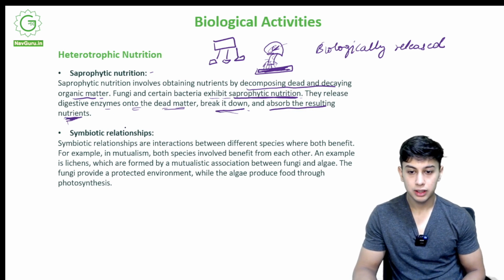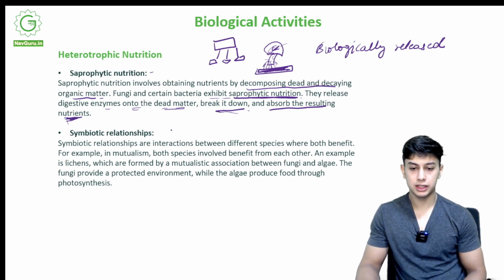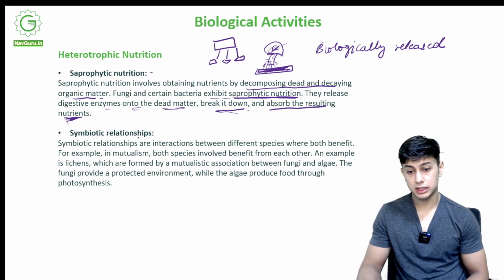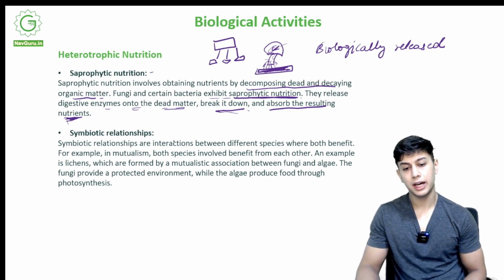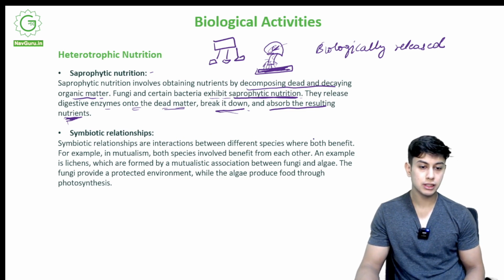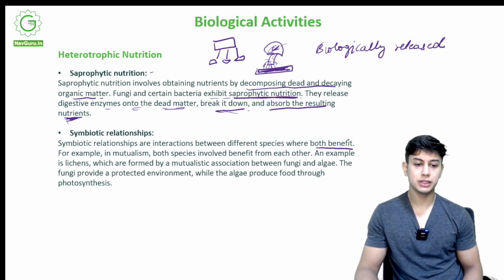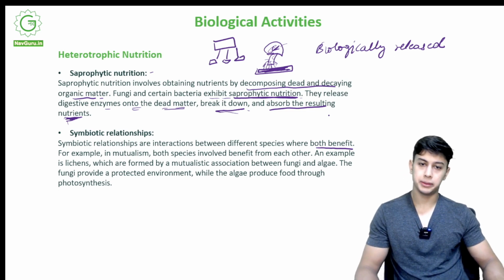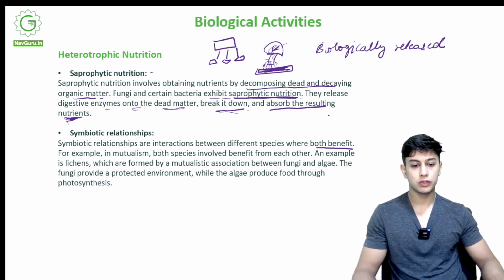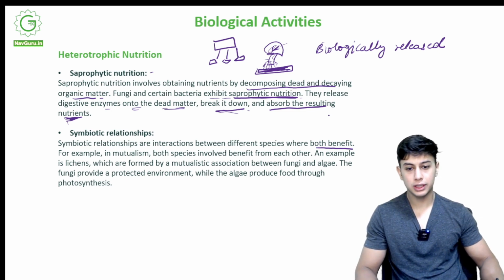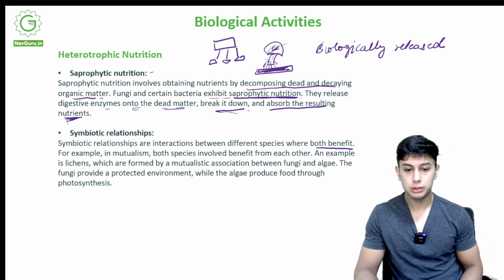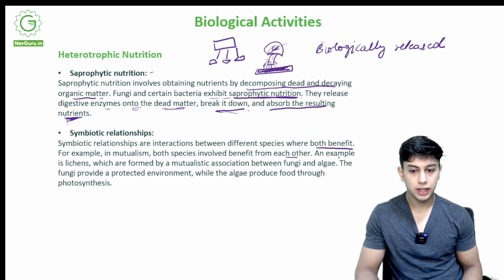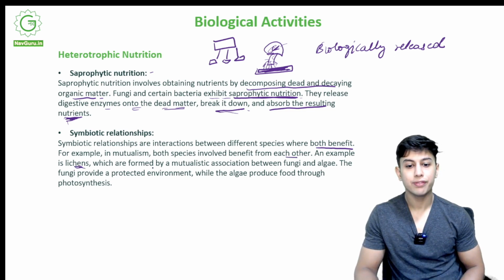Now we come to symbiotic relationships. What are symbiotic relationships? Symbiotic relationships are interactions between different species where both benefit. For example, there are two animals which benefit from mutualism. What happens in mutualism is both species involved benefit from each other. An example is lichens, which are formed by mutualistic association between fungi and algae.